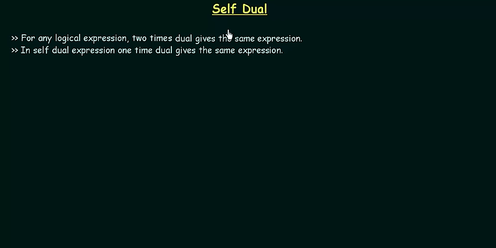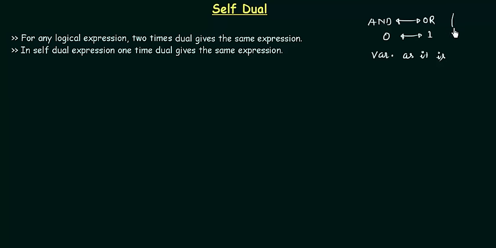Welcome to this lecture. In the last presentation, we completed dual, and in this lecture, we are going to study self-dual. Before starting self-dual, let us revise the dual first. We have to switch AND with OR and OR with AND. We have to switch 0 with 1 and 1 with 0, and the final and most important point, we have to keep the variables as they are.